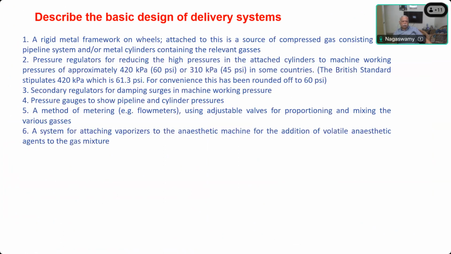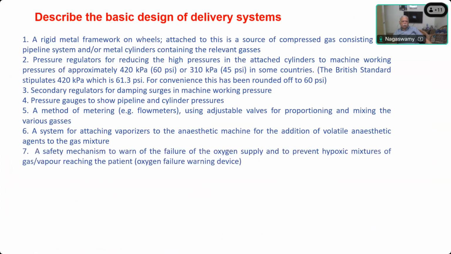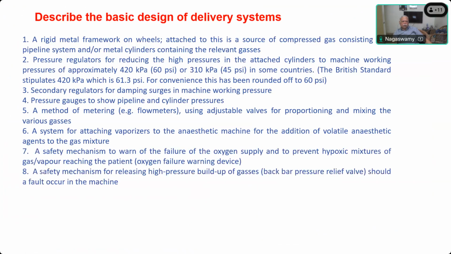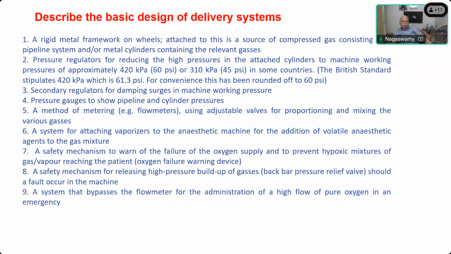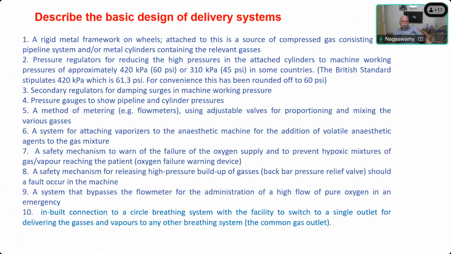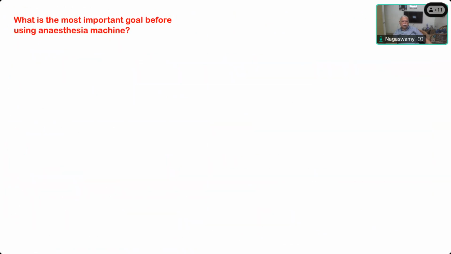System of attaching vaporizer to the anesthesia machine. Safety mechanism to warn of the failure of oxygen supply. Safety mechanism for releasing high pressure buildup of gases. System that bypasses the flow meter for the administration of high flow of pure oxygen. Inbuilt connection to the circuit breathing system with facility to switch to a single outlet for delivering gases. All these points you have to remember for basic design.